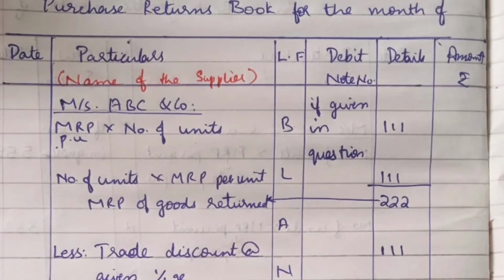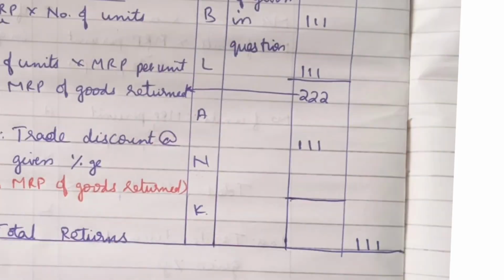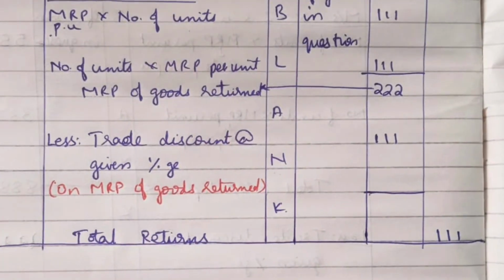Here also, if two or three items have been returned by us to them, please be careful. It is once again number of units into MRP per unit. While writing, I have written MRP per unit by mistake first and then number of units later. If they have given a debit note number, then and only then please mention it, otherwise not required. And similar to other books, LF column should be left blank. Whatever is the mathematical product of number of units into MRP per unit, we will mention it in the details column. The same thing for the other item also, and we total it and arrive at the MRP of goods returned.